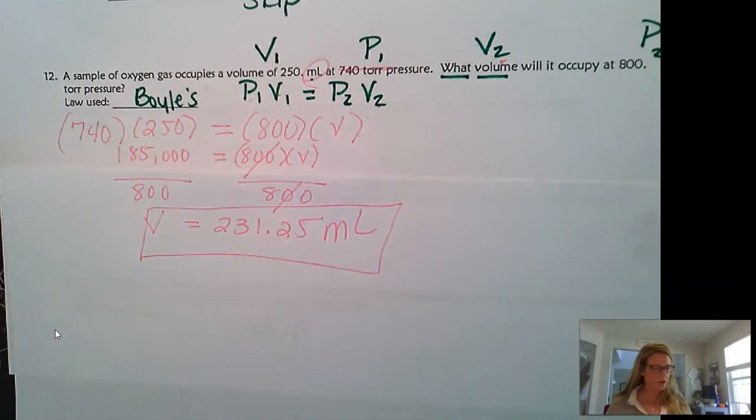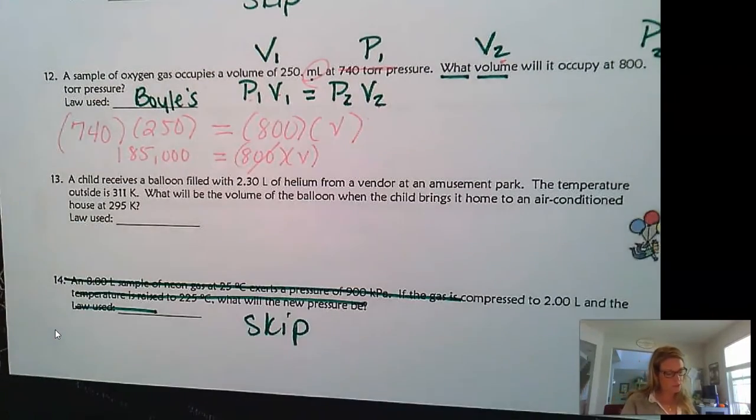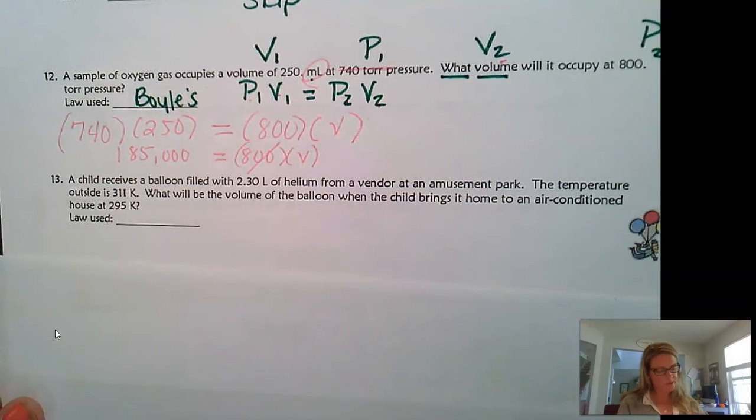Now let's look at our handout here, and let's do number 13 since we're down here at the bottom, and I have put on there for you guys to skip 14 as well. So let's look at 13. Number 13 says a child receives a balloon filled with 2.30 liters of helium from a vendor at an amusement park. The temperature outside is 311 kelvins. What will be the volume of the balloon when the child brings it home in an air-conditioned house at 295 kelvins? So the child is at the park and gets the balloon, and the temperature out there is 311 kelvins.